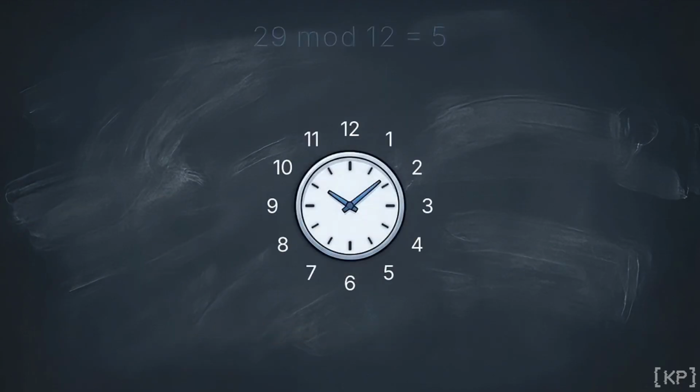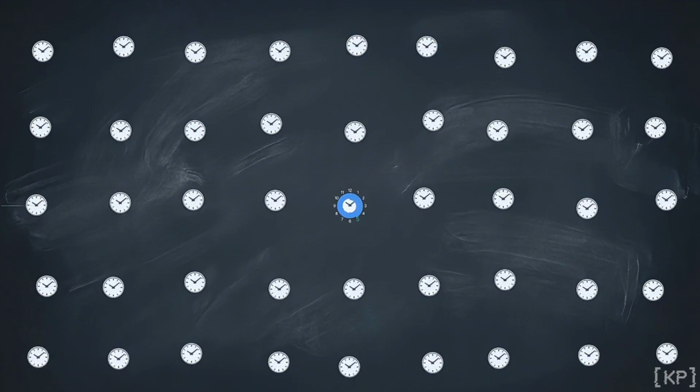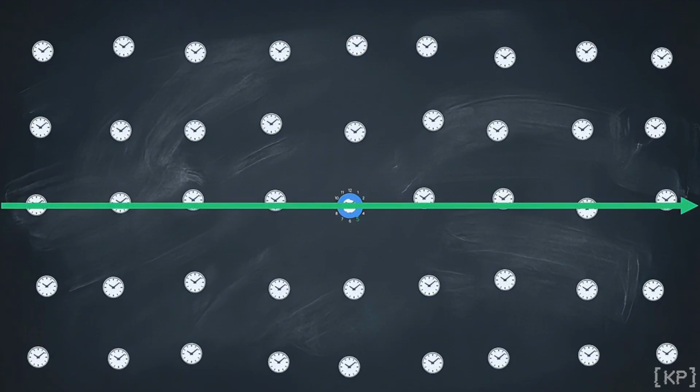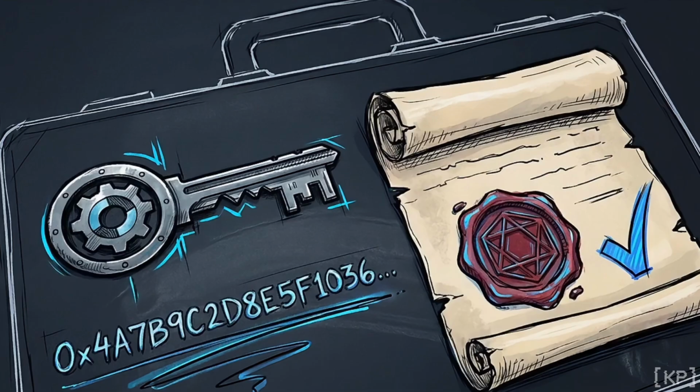It calculates the remainder after division. For example, 29 modulo 12 equals 5. These repeating mathematical loops make it easy for computers to calculate a direction forward, but mathematically difficult for an attacker to determine the starting point. To secure a digital world, we deploy an entire toolkit of specialized mathematical algorithms, each designed to stop a specific threat: data theft, alteration, or impersonation.